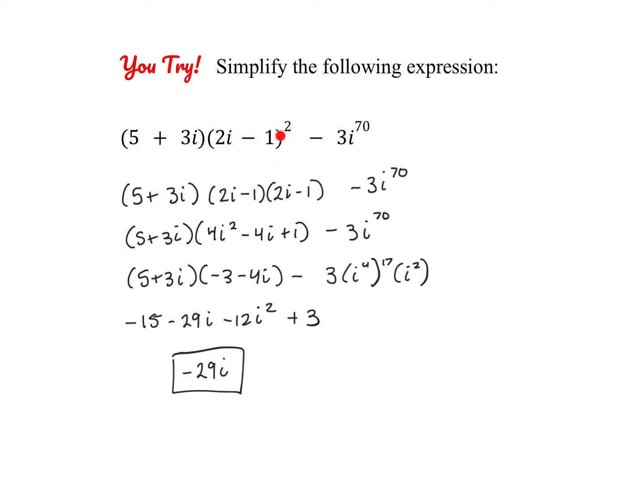Just remember that 2 minus i squared means 2 minus i times 2 minus i, so I multiplied this out first. And also remember that 4i squared is just -4. And then I multiplied these two binomials out next, leaving me with this. And remember here, this -12i squared will just become +12. And then here I factored out as many powers of i to the 4th as I can, leaving me with just i squared, which simplifies to +1, this simplifies to -1, which is how -3 turned into +3. And then the -15 canceled out with the +15 here, leaving me with just -29i.